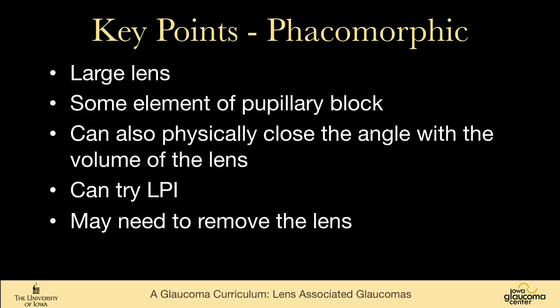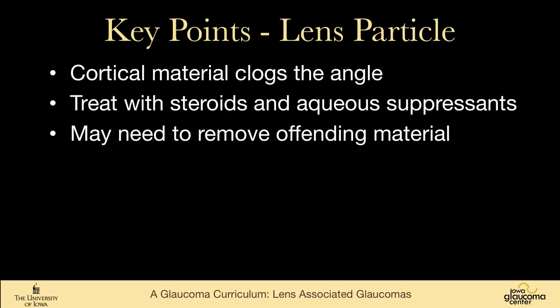Phacomorphic is a big lens and a small eye. They have some element of pupillary block, but the big lens by itself can physically close the angle with the volume of the lens. Iridotomy may help. It certainly would get rid of the pupillary block component, but they may need to have their lens removed. Lens particle, less common. You have cortical material that clogs the angle, treated with steroids and aqueous suppressants, and one may need to go in and remove the offending cortical material.